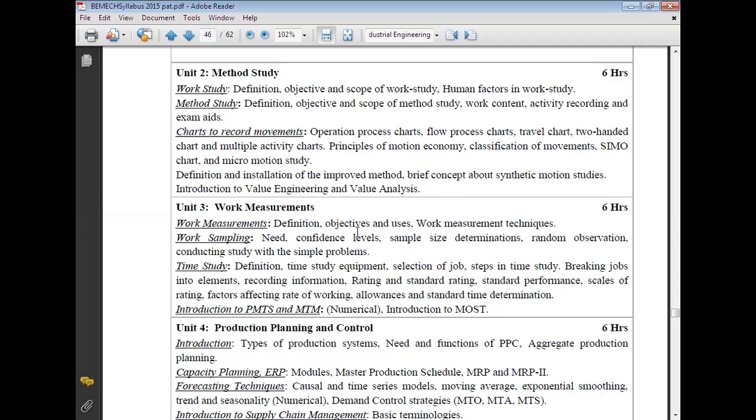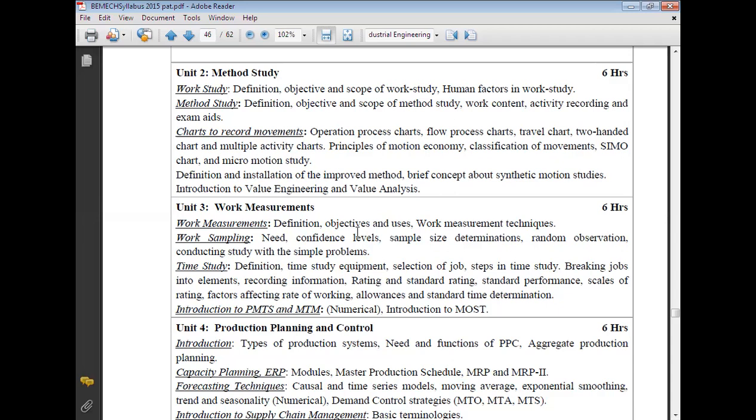Then in the last part of this particular unit, we will be discussing definitions and installation of improved method, brief concept about synthetic motion studies. Here we will be discussing introduction to the value engineering and value analysis.